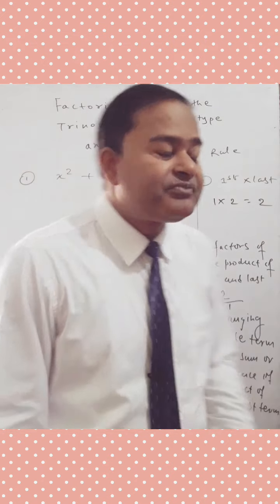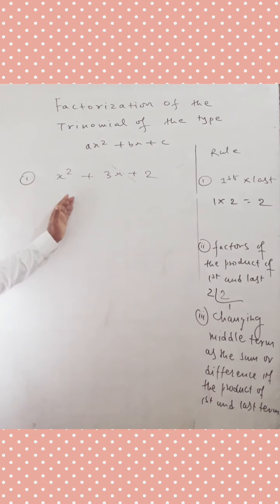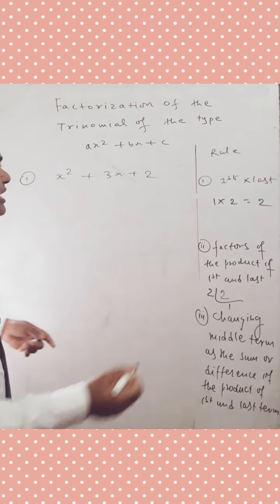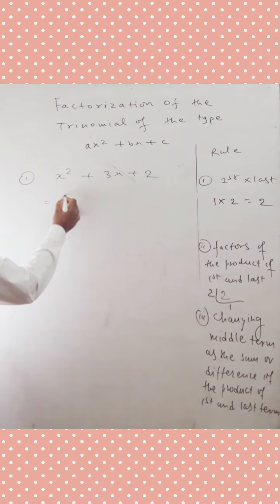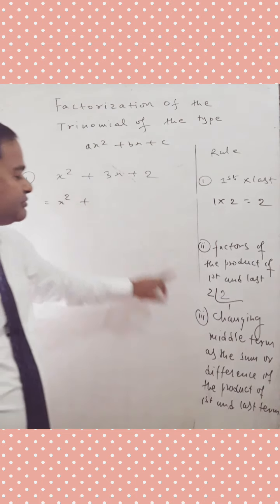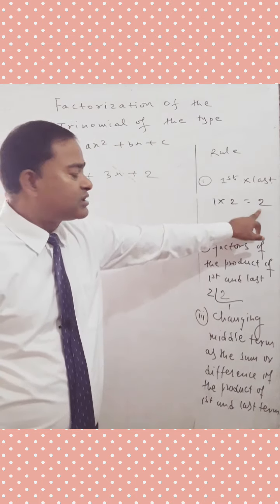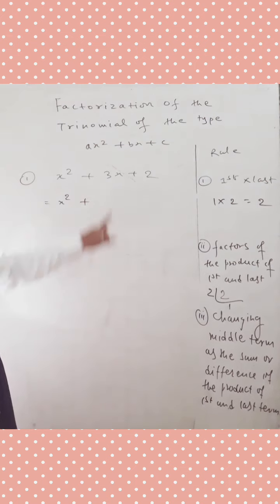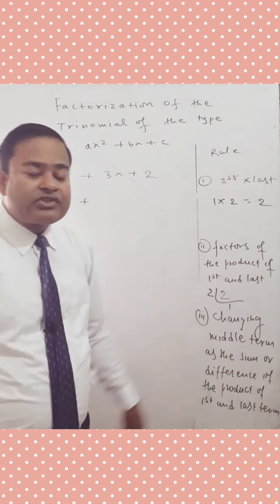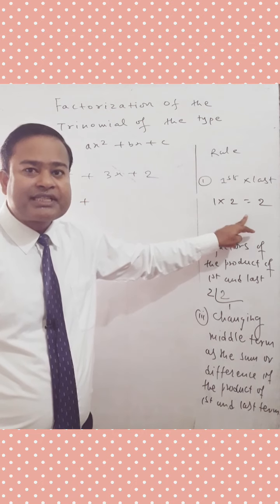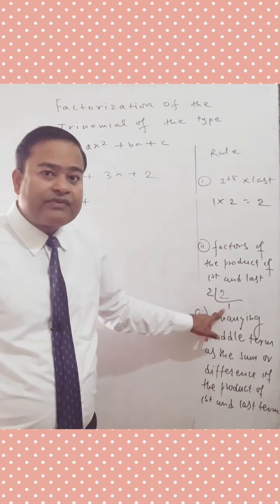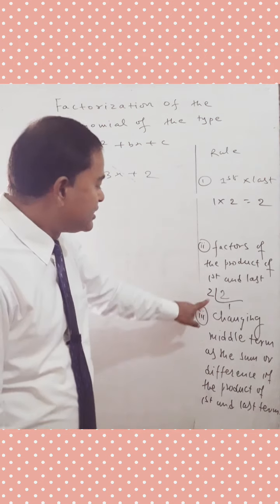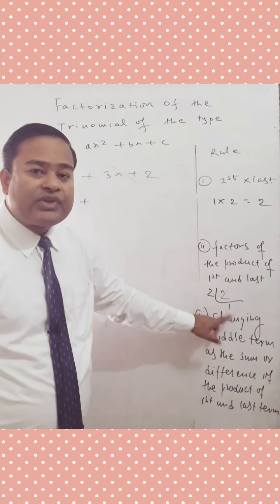So let us solve one example by using the first into last method. The first term we have to keep as it is. Mainly we have to change the middle term by taking the sum or difference of the factors of the product of first and last term. Already we have gone through all the 3 steps. We have multiplied first and last number. We have got 2 ones are 2. Then we have found the factors. Second step, we have to find the factors of the product of first and last number. The factors of 2 are 2 and 1, or we can say 1 and 2.